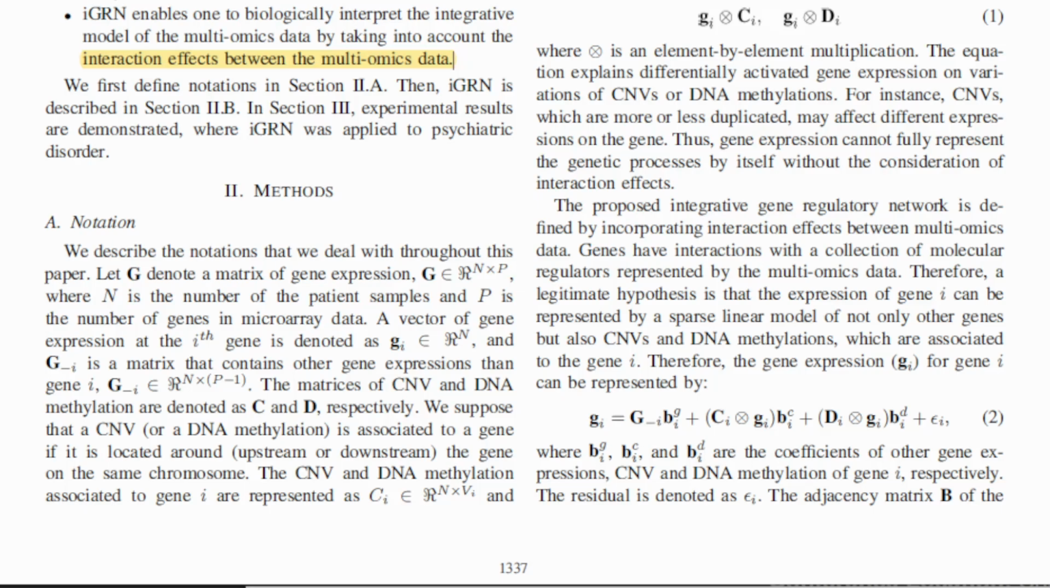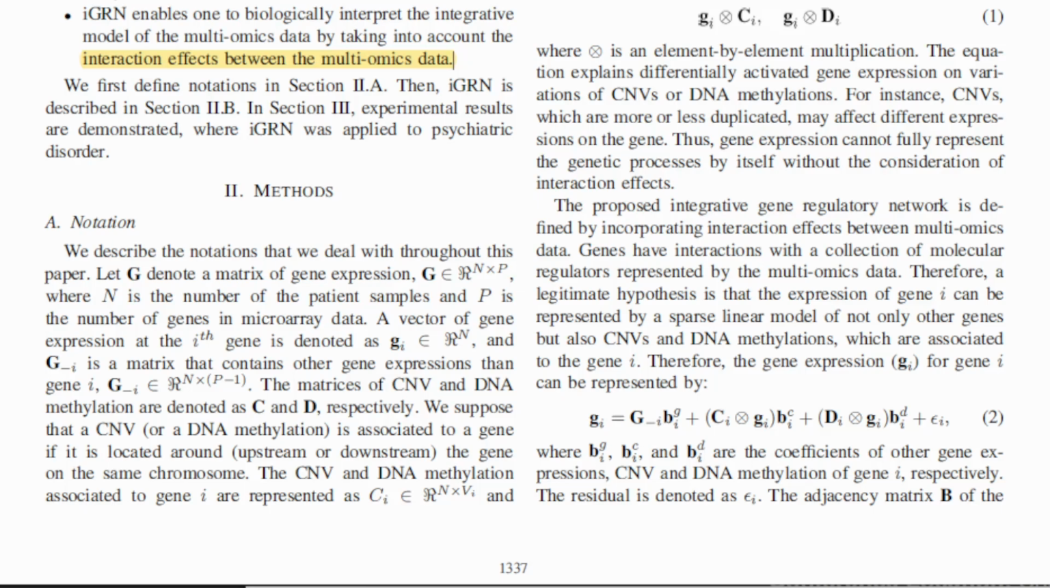We suppose that a CNV, or a DNA methylation, is associated to a gene if it is located around, upstream or downstream, the gene on the same chromosome. The CNV and DNA methylation associated to gene i are represented as C_i, N×V_i, and D_i, N×M_i, respectively, where V_i and M_i are the numbers of CNV and DNA methylation which are associated to gene i. The adjacency matrix of gene expression in a gene regulatory network is B, P×P. We assume that there is no self-regulation, i.e., B_ii equals 0 where i equals 1 to P.